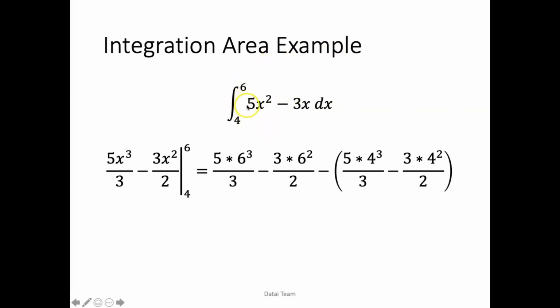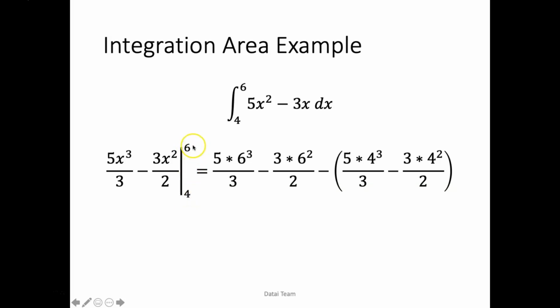When we take the integral of 5x squared, simply we get x to the power of 3, or x cubed, over 3 times 5. You can ignore this 5 and you know the integral of x squared. This is just a coefficient. And we also know how to take the integral of x. And we have negative 3 as our coefficient, but we can add that later. And then you should be able to understand this notation. We have this bar here, we have 6, and we have 4. This is the upper limit, and this is the lower limit.